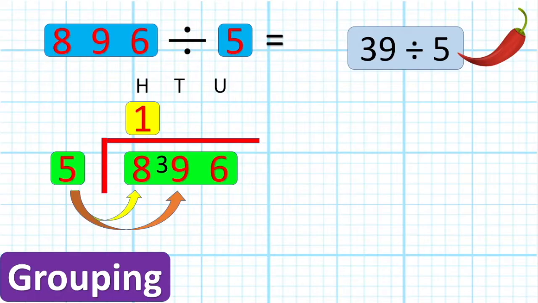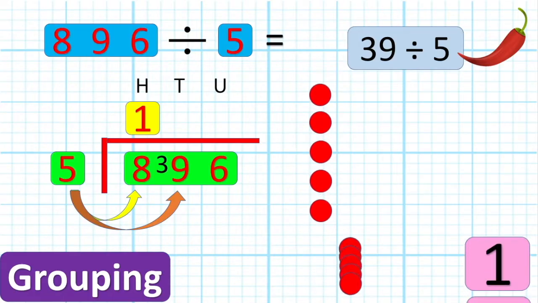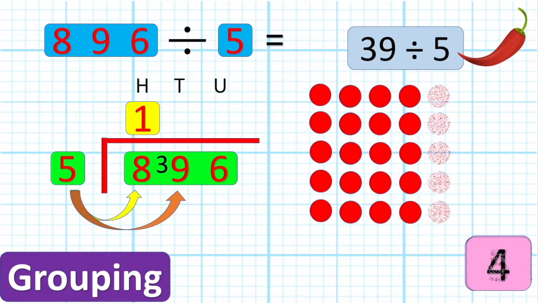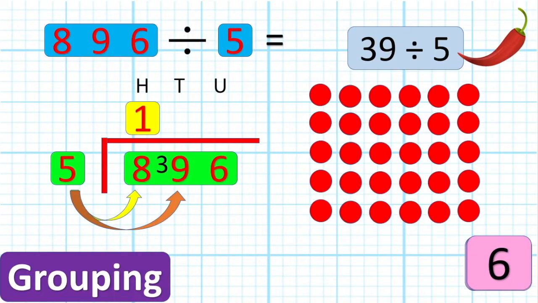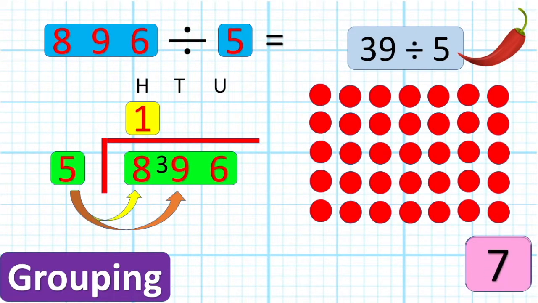Okay, let's look at my second part then. So how many 5's are there in 39? Let's go up in our 5 times table. 5, 10, 15, 20, 25, 30, 35, 40. I can't use 40 because it's over 39, so let's come back. 35 goes 7 times.